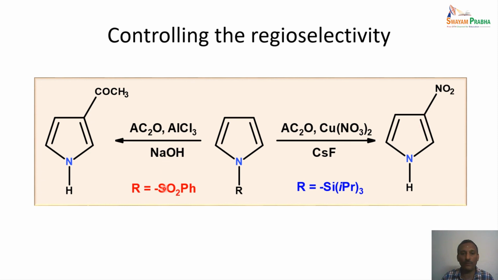And when we have an SO2 group attached to the nitrogen as shown here, this is again the typical Friedel-Crafts acylation conditions. Here the reaction again occurs very selectively on the 3 position. So this is a major advantage with pyrrole. By changing the substituents on the nitrogen, we can selectively prepare the 3-substituted derivatives. This is not possible in the case of furans and thiophenes.